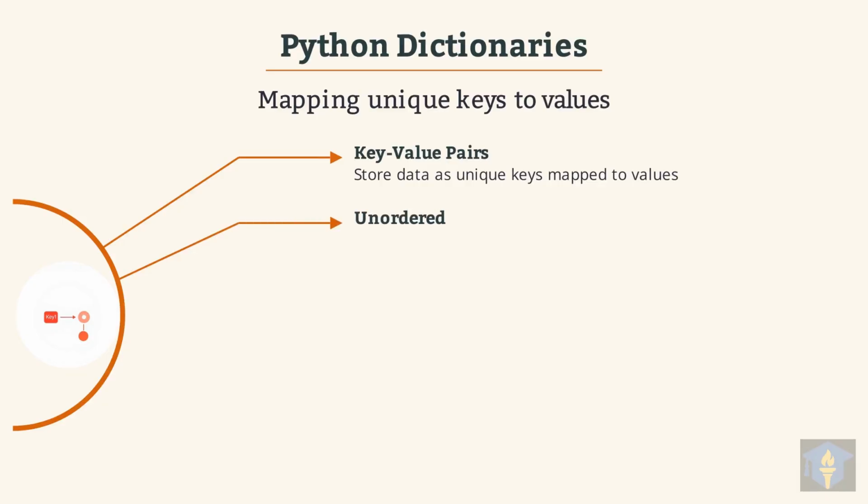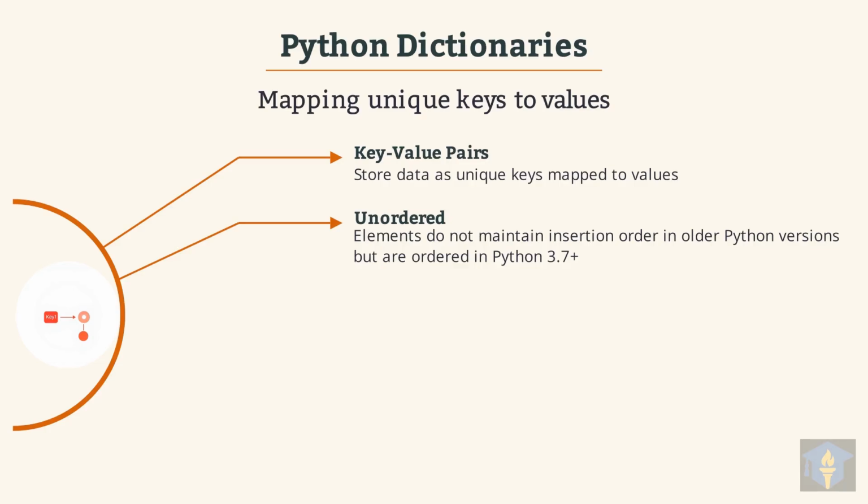Traditionally, dictionaries were unordered, but in modern Python, they maintain insertion order. While older Python versions didn't guarantee order, Python 3.7 and later preserved the insertion order of elements. Dictionaries are mutable, meaning you can change their contents after creation. Their contents can be easily added, updated, or removed, making them flexible for dynamic data.